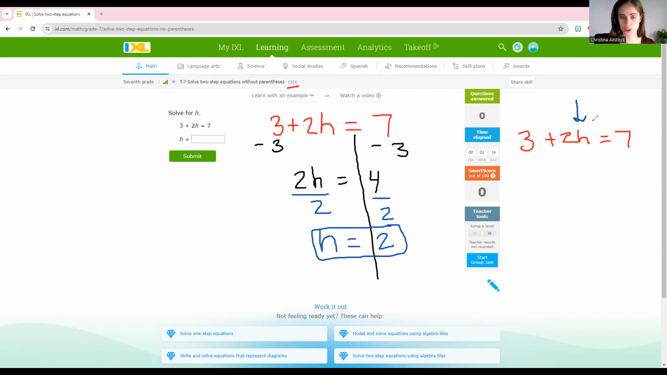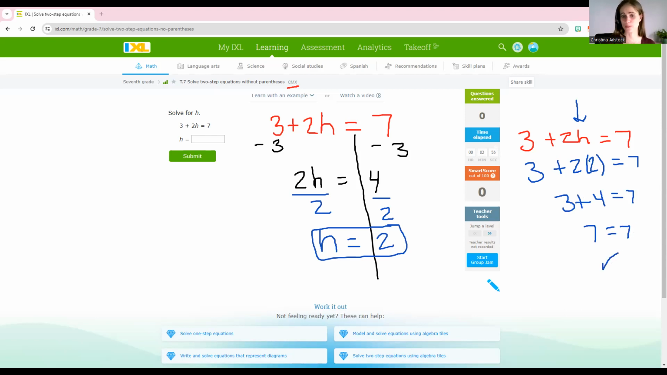So I'm going to substitute the number 2 in for h. So we would have 3 plus 2 times 2 instead of 2 times h. And that should equal 7. Well, 2 times 2 is 4. That gives us 3 plus 4 equals 7. And 3 plus 4 is, in fact, 7.